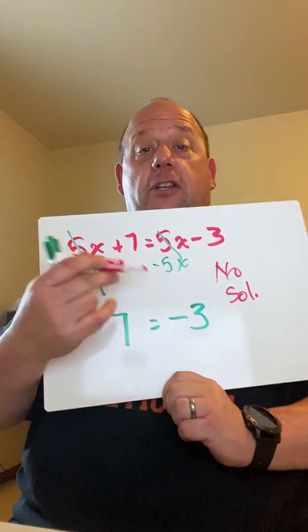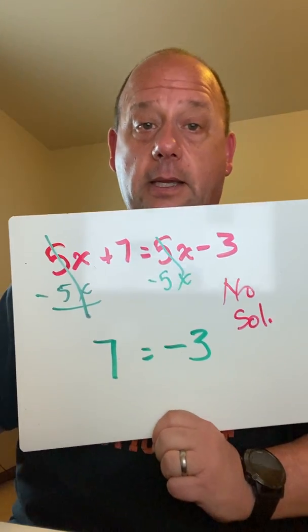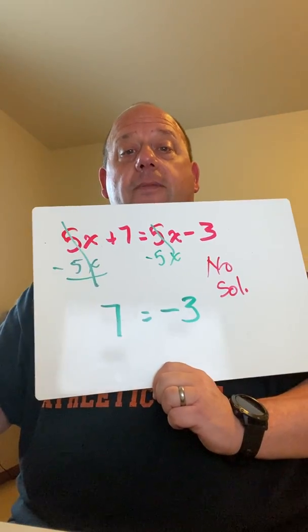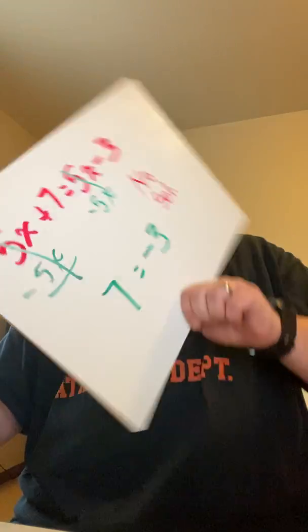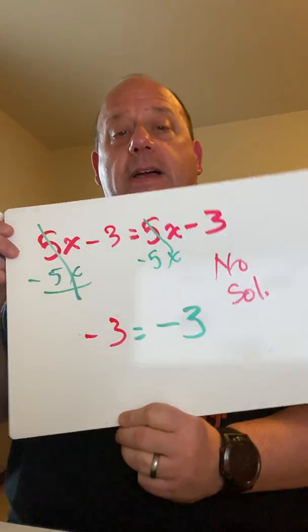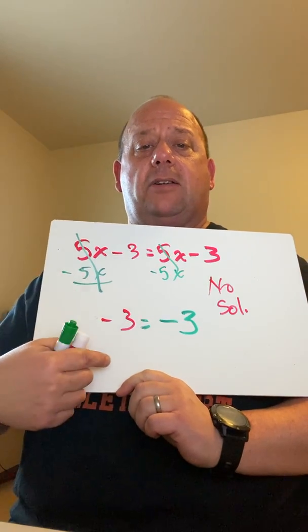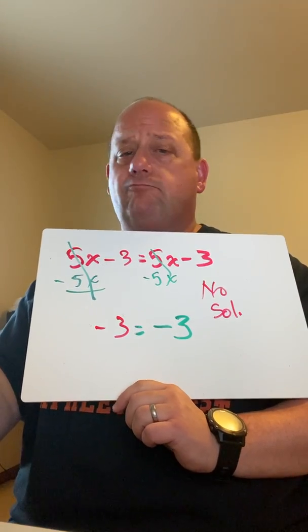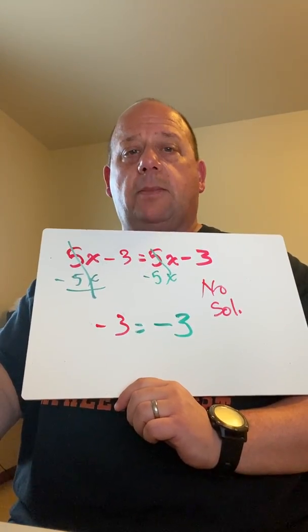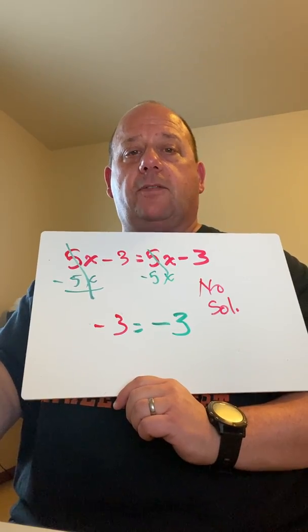Now, if I change this problem ever so slightly and make the plus 7 into a negative 3, just change that part of the problem. I change the 7 into a minus 3. Then we've got the exact same problem on both sides. 5x minus 3 is equal to 5x minus 3. The 5x's cancel out. I'm left with negative 3 equals negative 3. Isn't that a true statement? Isn't negative 3 equal to negative 3?